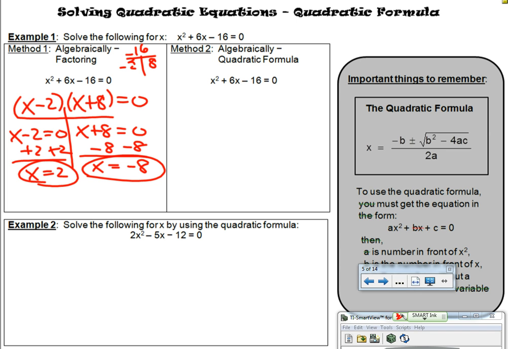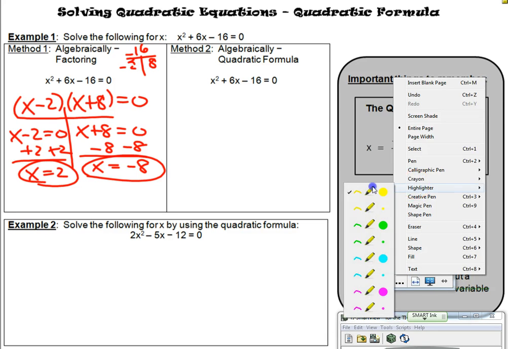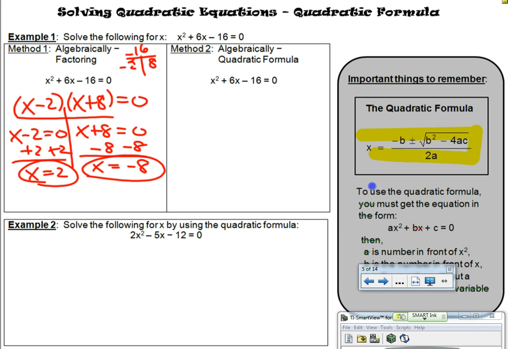Okay, now the formula. The formula is off to the right, and I'll highlight it. x equals negative b plus or minus the square root of b squared minus 4ac all over 2a. And where the letters are coming from is, if you go to the quadratic, that is your standard form of a quadratic. The a in the formula is the number in front of x squared. The b in the formula is always the number in front of x. And the c in the formula is the number without the x.